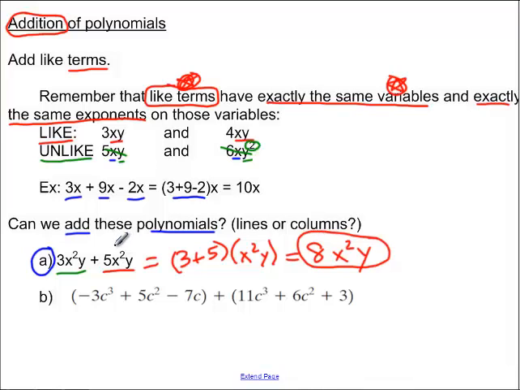Now it's kind of a long-winded explanation, but that's what we have to think about every time we add polynomials. We break that polynomial down into each of the terms, and then we say, can we add them up? So that said, here's a good question.